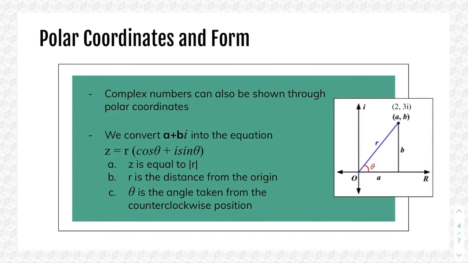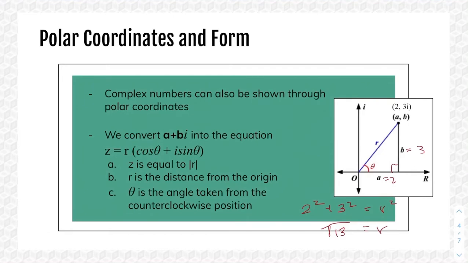a is equal to 2 and b is equal to 3. r is just a hypotenuse, which we find through the Pythagorean theorem. We could find it by 2 squared plus 3 squared is equal to r squared, making the square root of 13 equal to r.